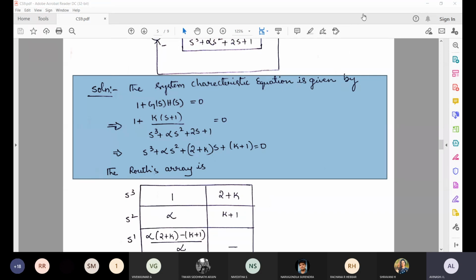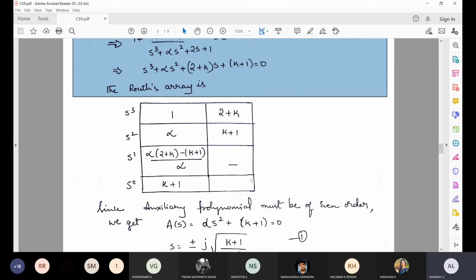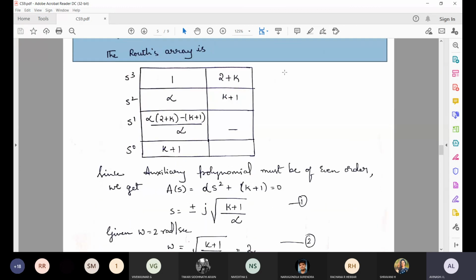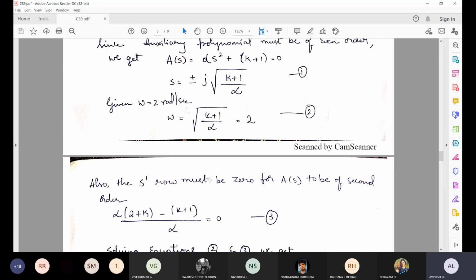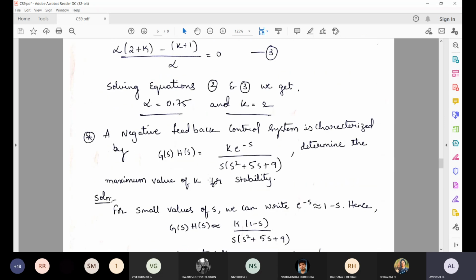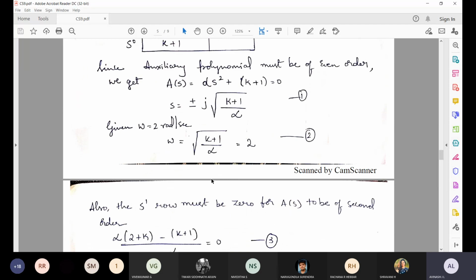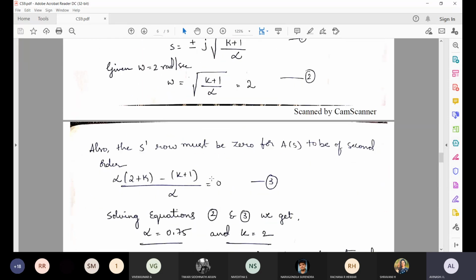So once you have taken this, I will show you the solution. You need to form the particular table. In this table you can see how the RH criteria has been made, and after that we have taken the auxiliary equation. So we found out the value of alpha and the value of k that we are going to get. This particular content I will be sharing with you.